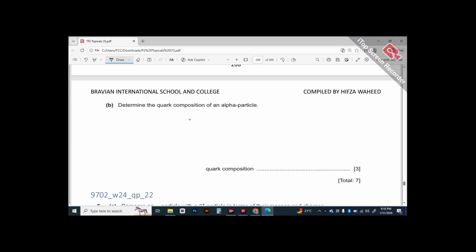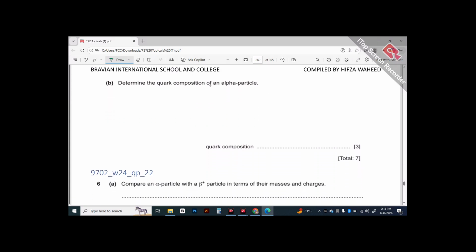Determine the quark composition of an alpha particle. Okay, seems like something we haven't discussed earlier, but let's get into it. What is an alpha particle composed of? It's composed of two protons and two neutrons. Did we discuss the quark composition for a proton? It was two up and one down.